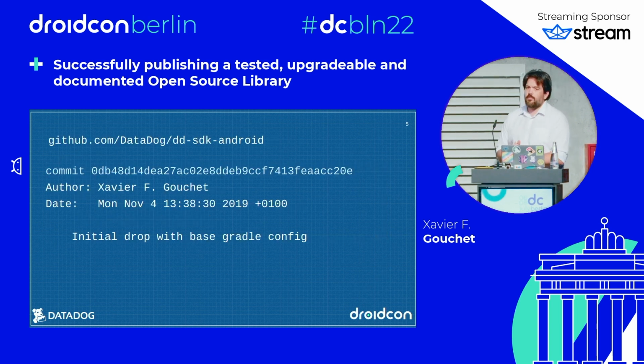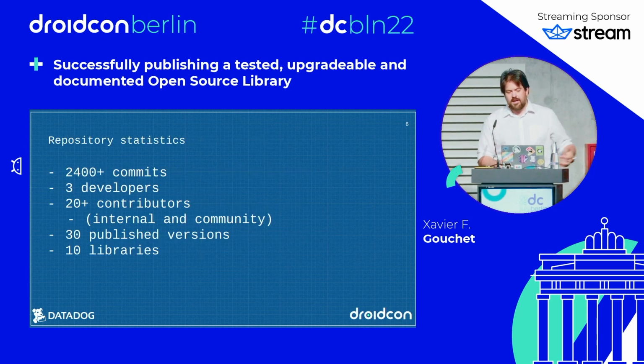So where are we coming from? We're coming from basically 2.5 years ago, first commit of the Android SDK project. And since then, we've had over 2,400 commits with 3 main developers. But we had overall 20+ contributors, both from the company itself, but also from the community, which is one of the good things about being open source. We published around 30 versions of the SDK, and we have 10 artifacts. So we have 10 different artifacts on Maven that are built from the same repository.